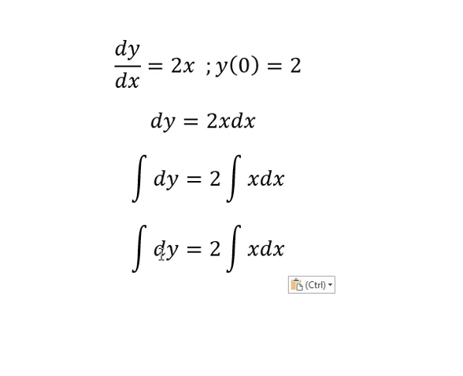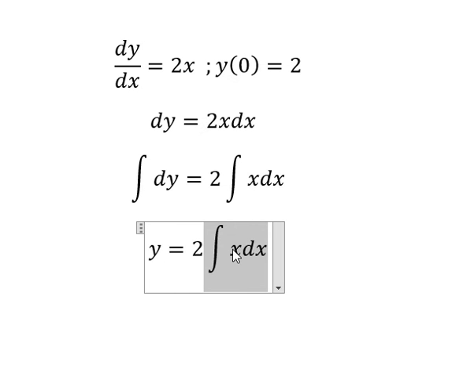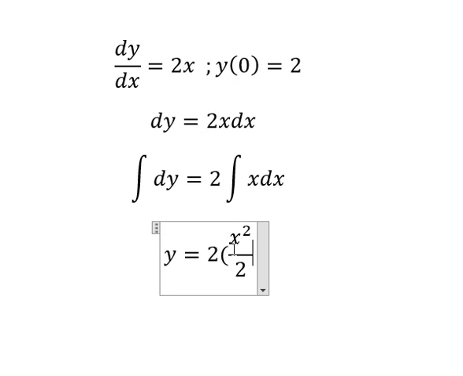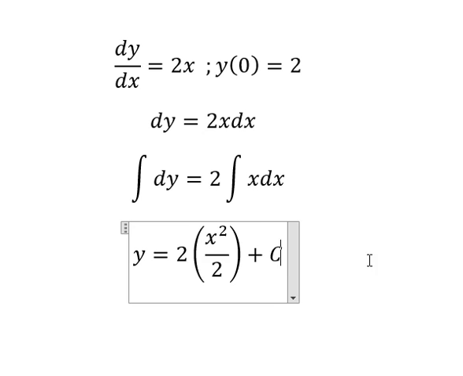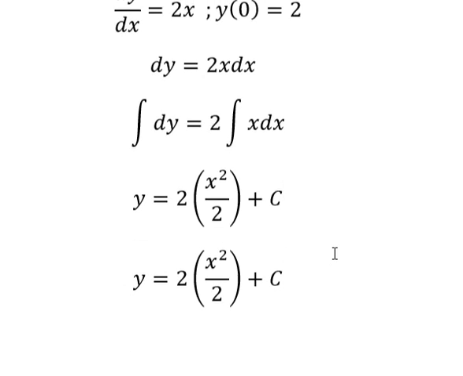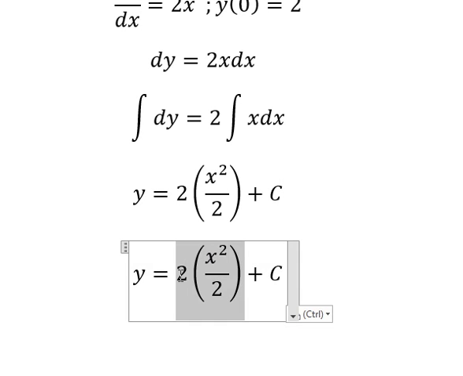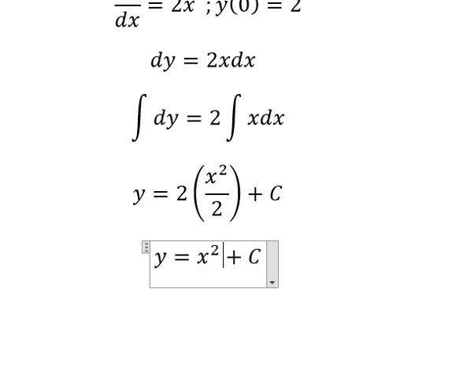Next, the integration of dy, we have y. This one we have s squared over 2. And I will put plus c. The 2 and the 2 we simplify, and we have s squared.